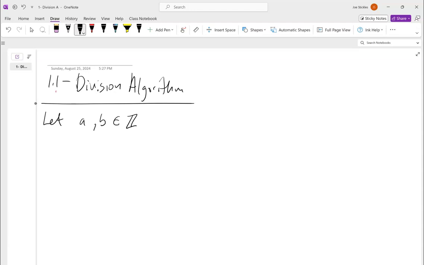Let A and B be integers. We can let B be non-zero, but just for simplicity, we'll say that B is greater than 0. You can still do the division algorithm with negatives, it doesn't matter, but in this case, let's make it greater than 0. What I do not want is B to be 0, because B is the thing I'm going to divide into A, and I don't want to try to divide by 0.